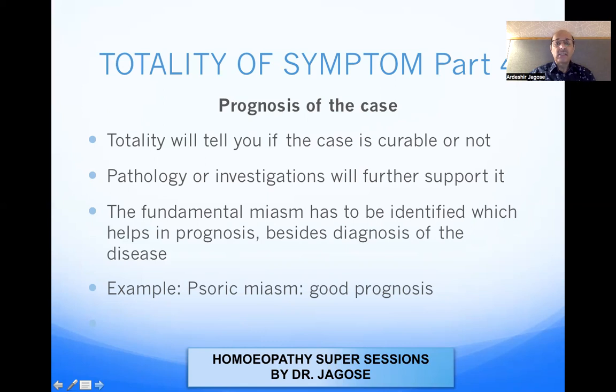The pace of the disease is also very slow. So you have to explain to the patient that it may take a long time for you to get all right because of the psychotic miasm. So this is how we have to identify the fundamental miasm to identify the prognosis of the case, besides knowing the diagnosis of the disease.